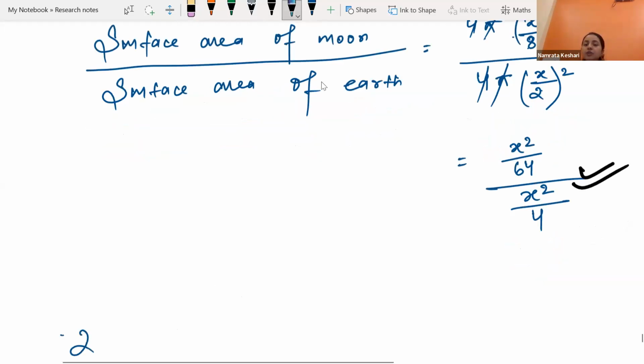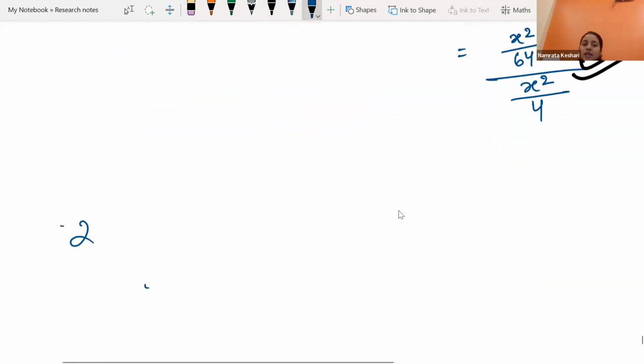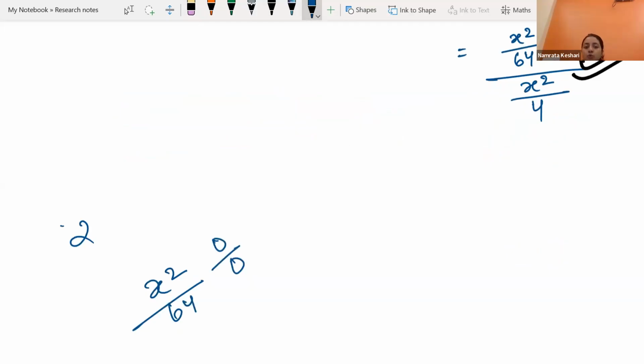I said that whenever you are having fraction by fraction or fraction by whole number, write it with the division sign. You will get it. So x square by 64 divided by x square by 4 we are having. And now only I said that you can convert the division sign. I'll be telling you the short trick to do it, but first keep it clear.